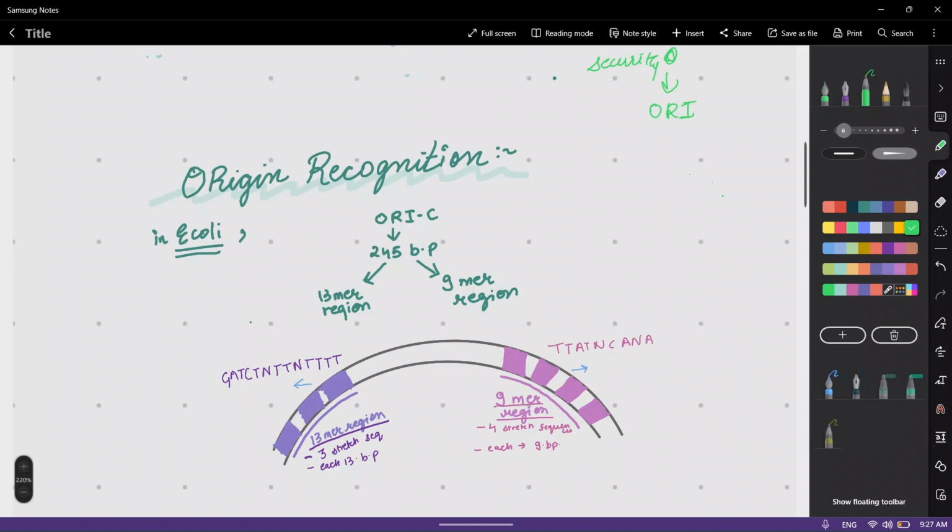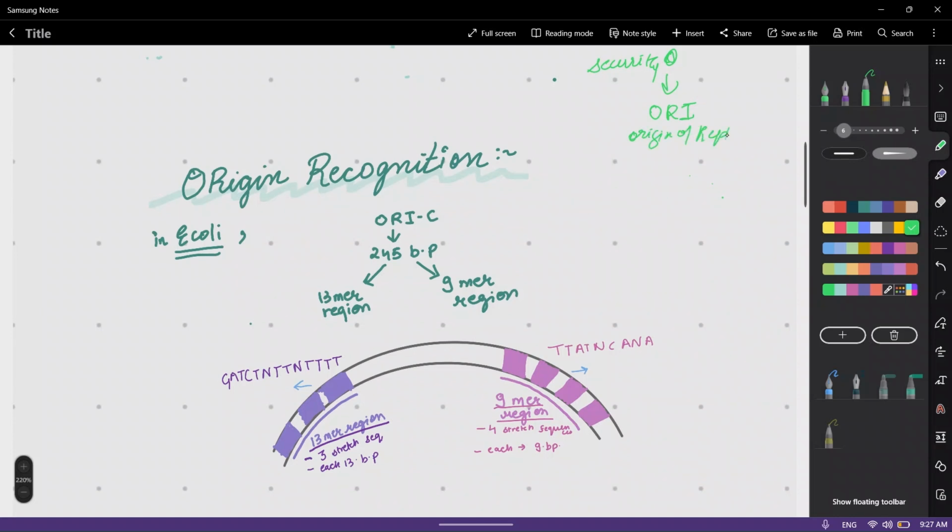ORI is the origin of replication. This origin of replication is a very important component of the DNA, because without the origin of replication, neither the initiation nor the actual replication will occur. So ORI is the weak spot in the security of DNA, if you will. How special are these two regions?